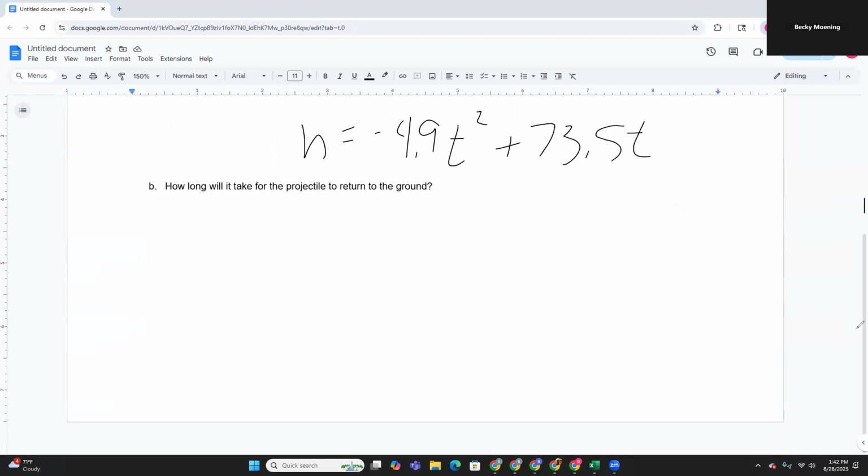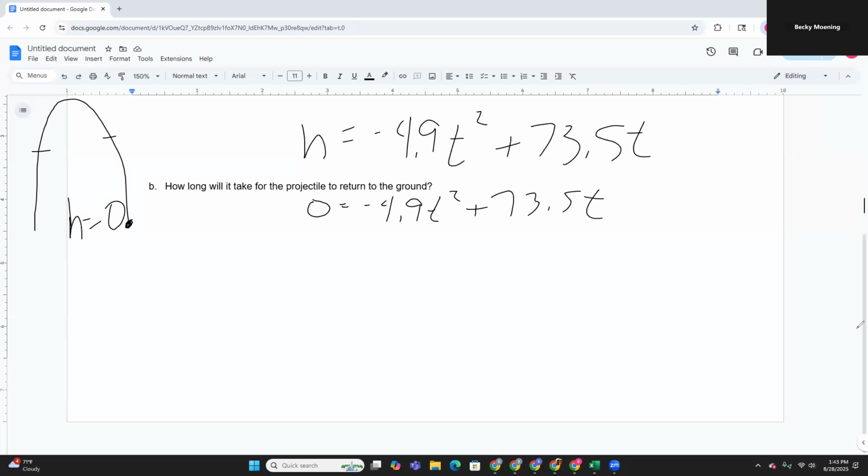So if it's returning to the ground, again, we shoot it off, it goes up, it hits 100 meters twice. But when it returns to the ground, the height is 0. Makes it a little bit nicer. We just plug 0 in for h. So 0 equals negative 4.9 t squared plus 73.5 t. Now we already equal 0, so we're ready to solve this. You'll notice on the right-hand side, both of our terms have a t value, so I can factor out a t. So I get t times negative 4.9 t plus 73.5.